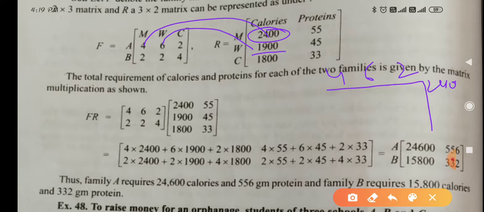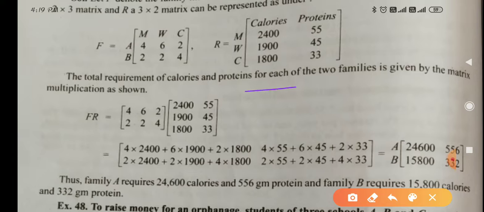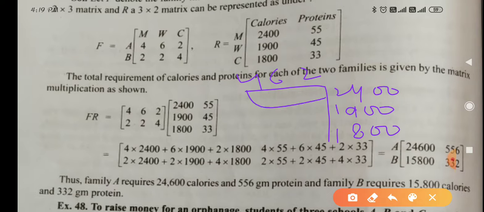and again you see 4, 6, 2, 2400, 1900 and 1800. According to multiplication, 4 will be multiplied by 2400, 6 will be multiplied by 1900, 2 will be multiplied by 1800. And if you multiply like this, then the total calories by 4 men will come, the total calories by 6 women will come, and the total calories by 2 children will come.